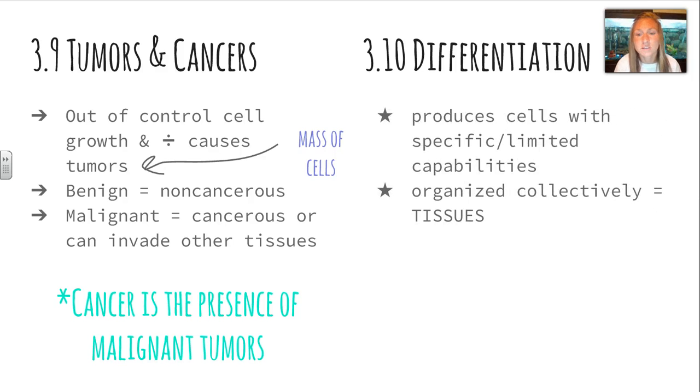Now, differentiation just talks about how cells are produced with specific limited capabilities. They don't start off this way. This happens as they grow and divide and start being specialized for creating special tissues and special organs. So cells that have differentiated and are organized collectively form our tissues, which is going to be the next chapter that we get into after this one.